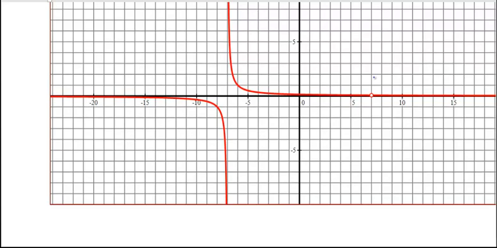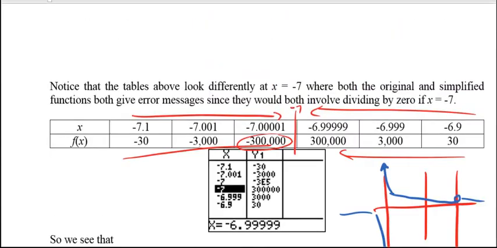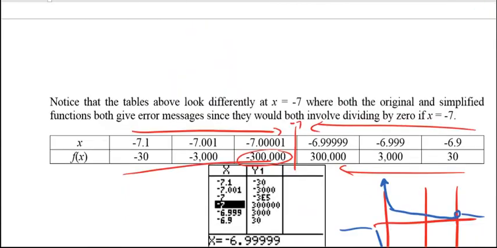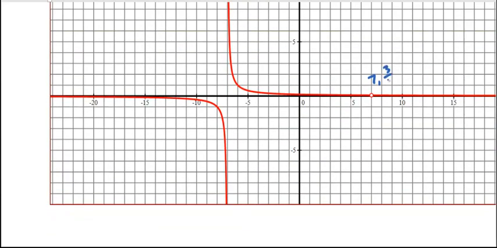This is the point 7, what was it again? 3/14? Yes, 3/14 is our hole in the graph. And this vertical line right here, x equals negative 7, is our vertical asymptote. So you can see the difference there between the vertical asymptote and a hole in the graph.